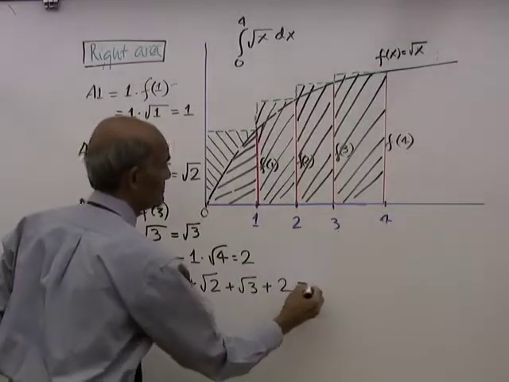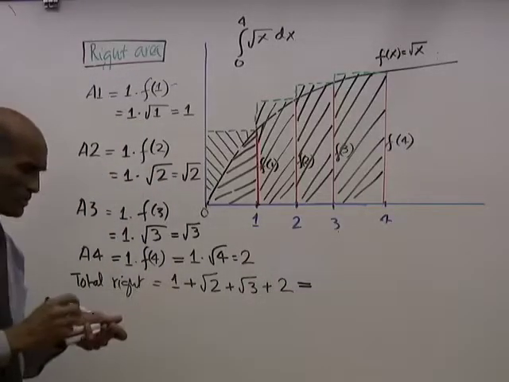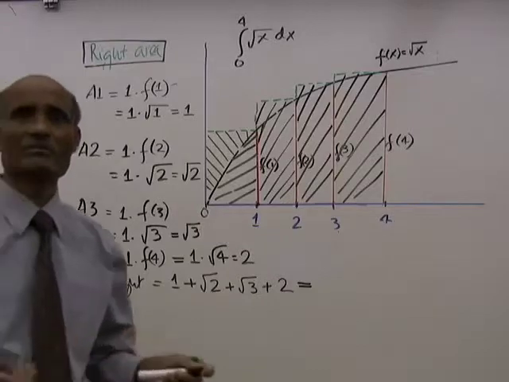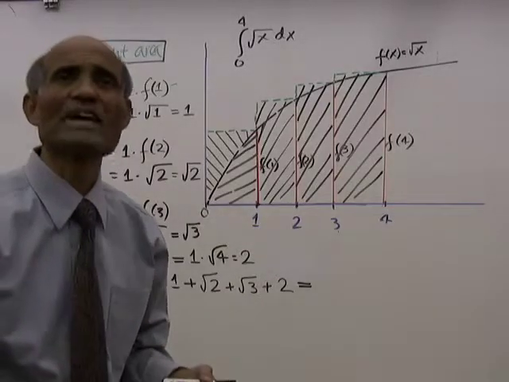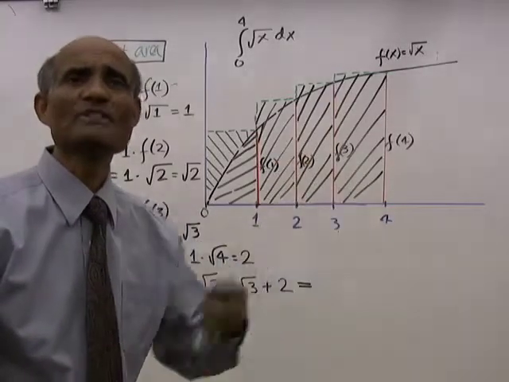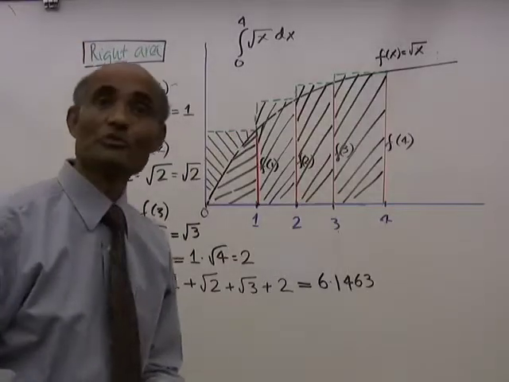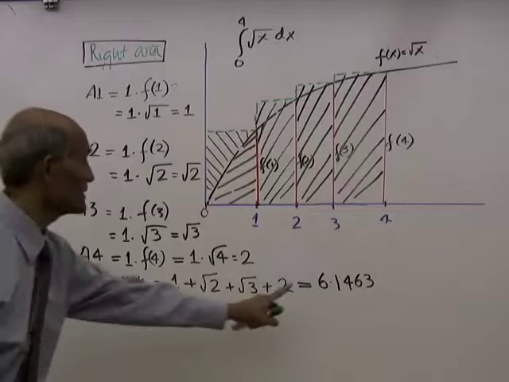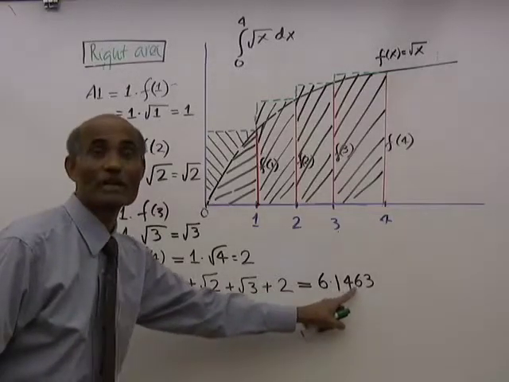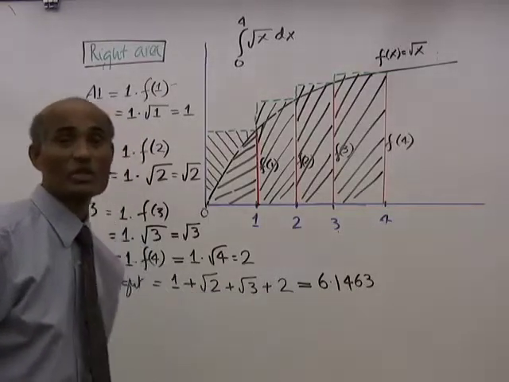Now, we can actually calculate that. Let's do it to 4 decimal places. Give me a value for that to 4 decimal places. Do you have it as 6.1463? Well, check that once again.